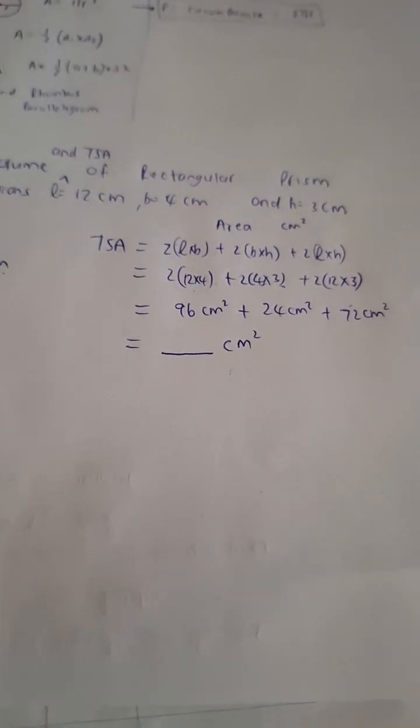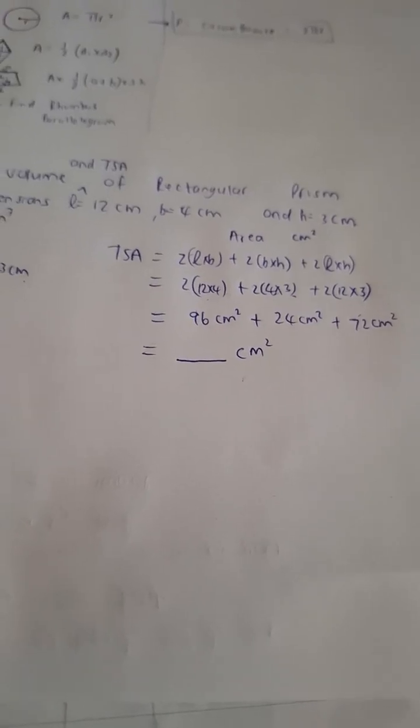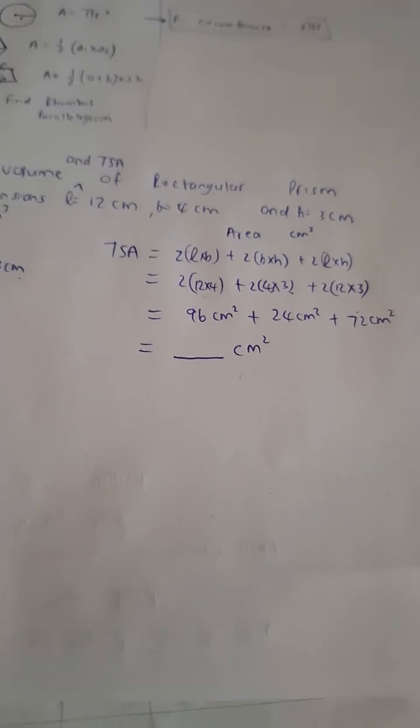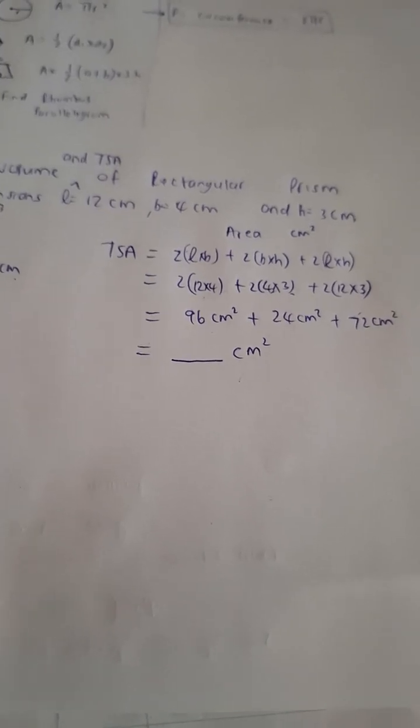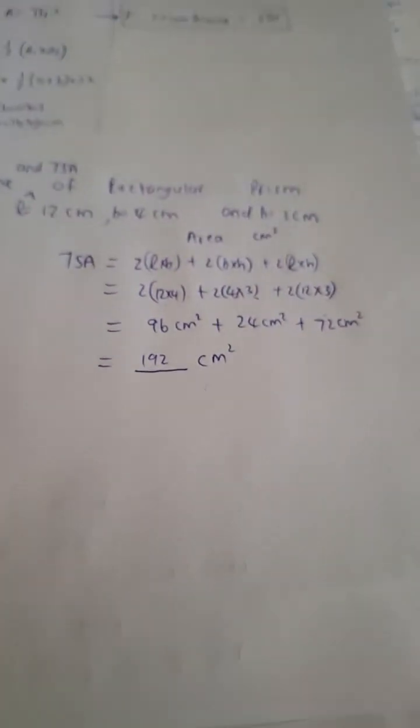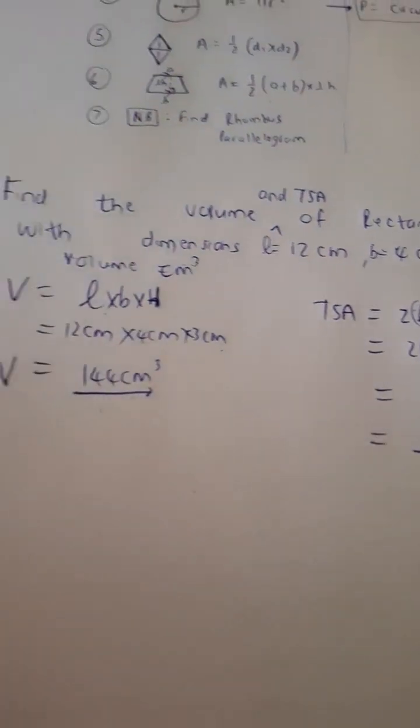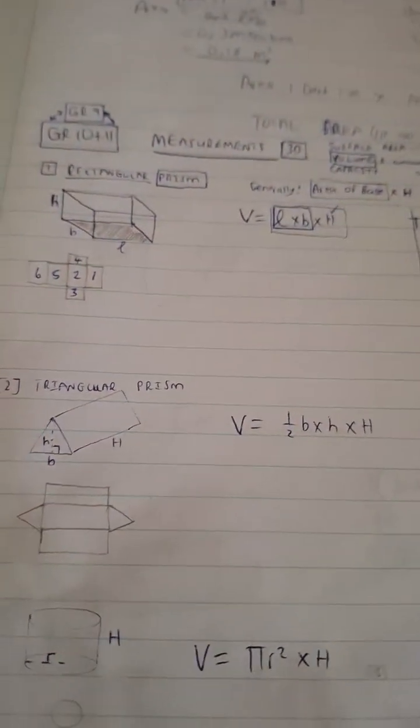So 96 plus 96 gives us 192. 192 centimeters squared. So I guess I'll be doing all the maths, and there we go. All right, let's move on.